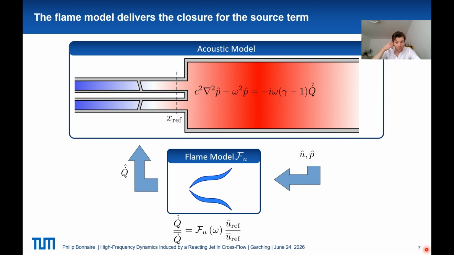So we feed the acoustic quantities to the flame model. The flame model, in a very classical sense, relates velocity fluctuations measured at a reference position, for example, at the burner plate. The flame model links those velocity fluctuations to heat release fluctuations. Those heat release fluctuations then deliver the closure for the acoustic equations.